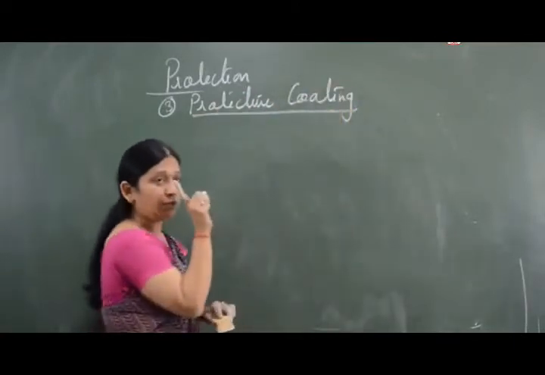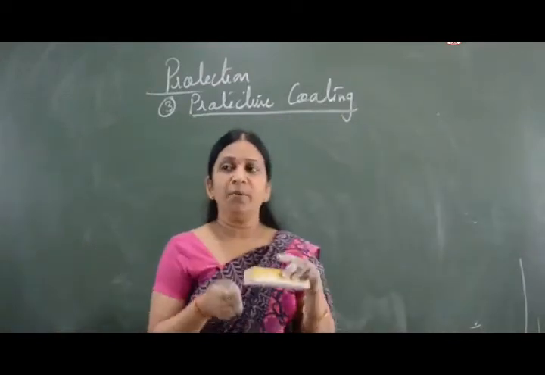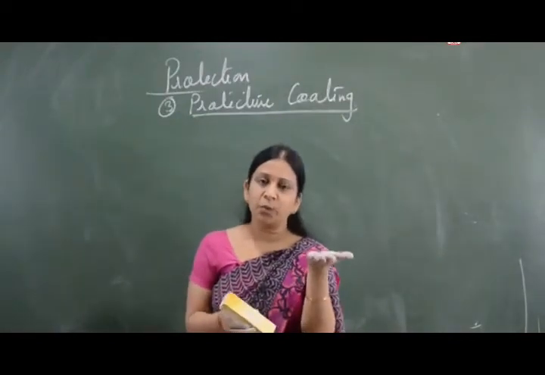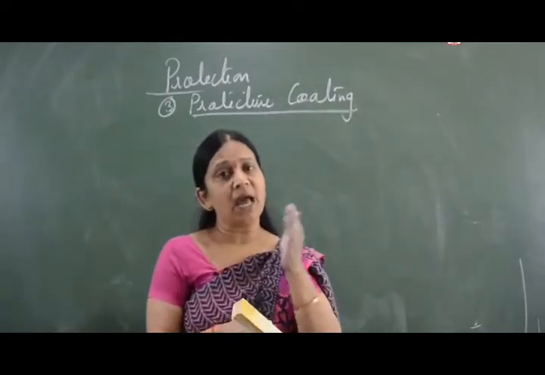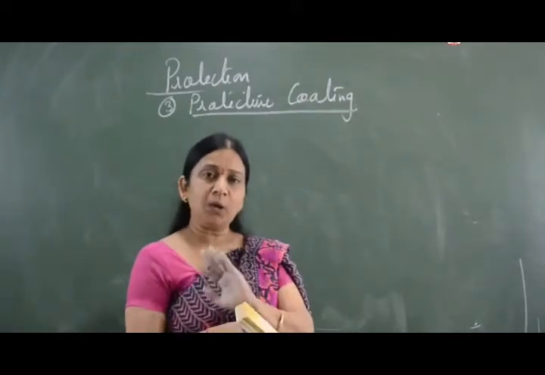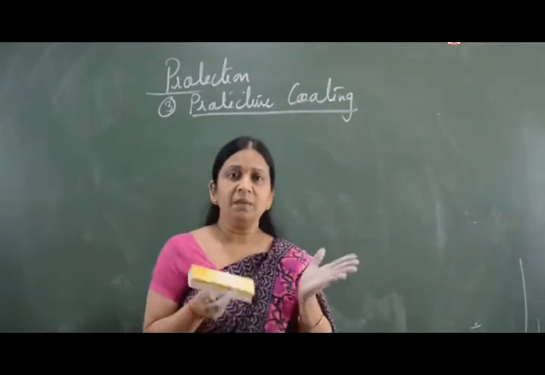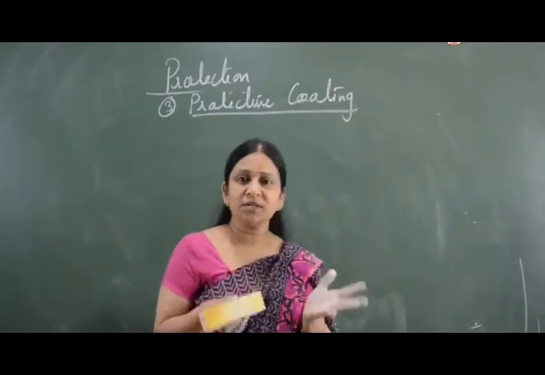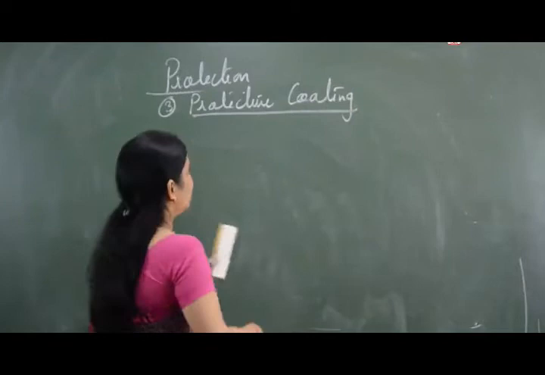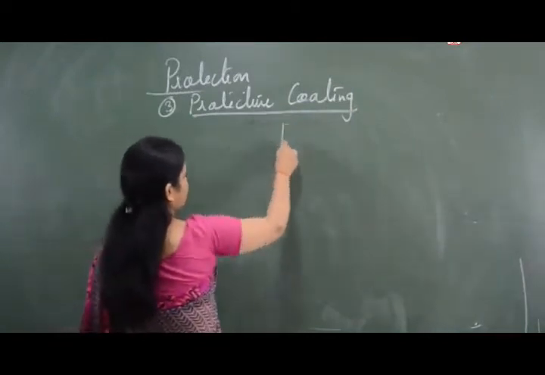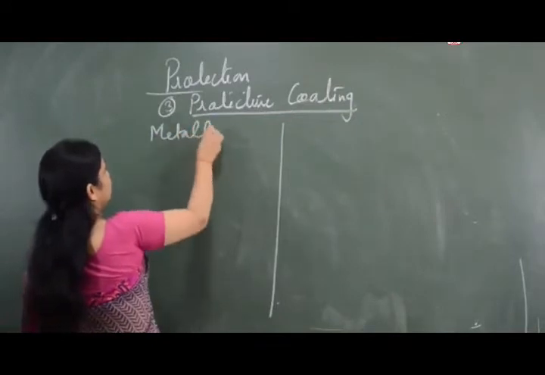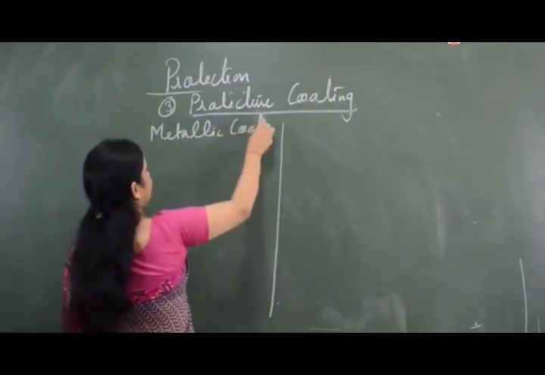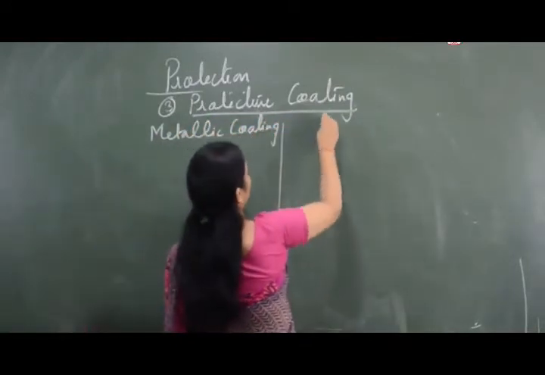Now, in protective coating, what we are doing is breaking the contact between anode and cathode, or we say that we are isolating anode and cathode. Once anode and cathode are isolated, the electrochemical cell is not set up. Then the protective coating is of two types. First is metallic coating, second is non-metallic.